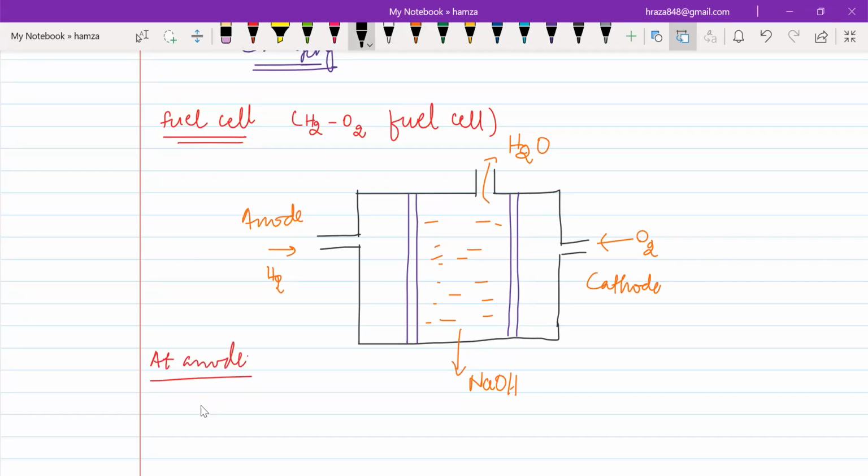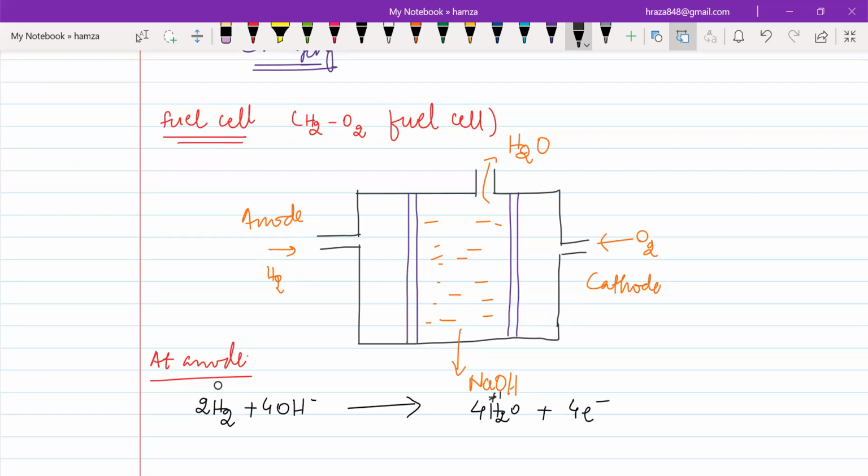So we will see at anode, this H2 combines with the base 4OH minus and loses some electrons. It will lose 4 electrons and form 4H2O. How is it possible? You can see hydrogen has an oxidation state 0, and here the oxidation state of hydrogen is plus 1. One hydrogen will lose 1 electron, so 4 hydrogen will lose 4 electrons.